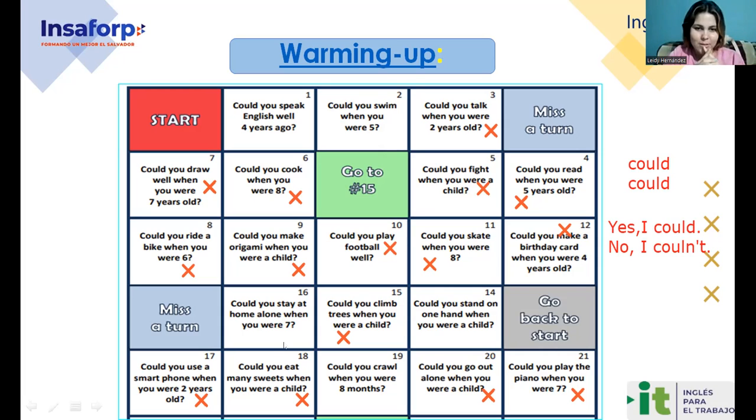Could you crawl when you were 8 months? Okay, Blanca. Tell us. What's the meaning for crawl? Como gatear. Okay. So could you crawl, Blanca? I don't remember. You don't remember. But do you have any idea about it? No? Okay. Blanca, please. We have question 1, 2, 14, and that's it. And 16.